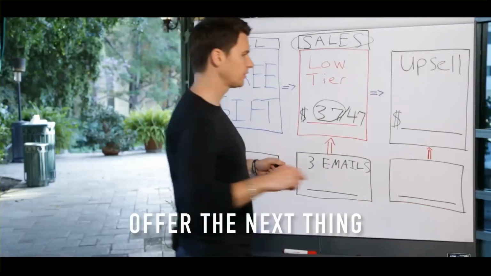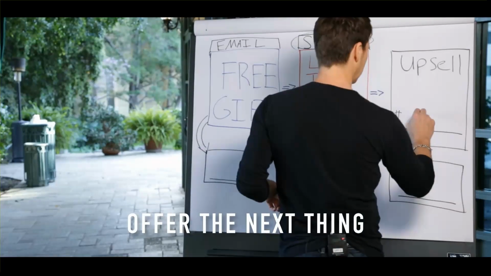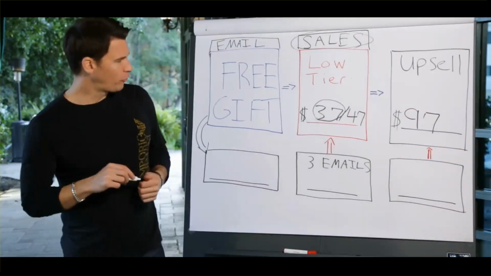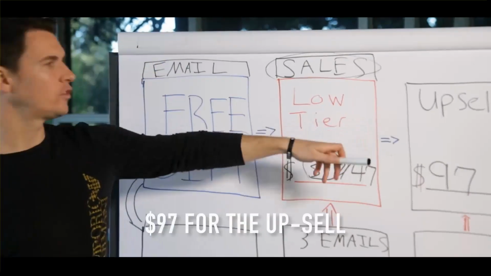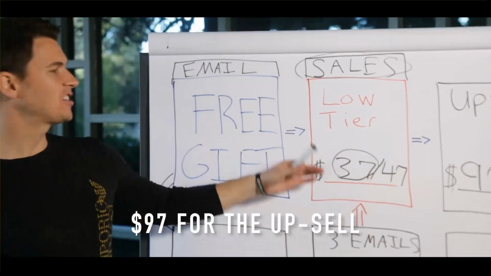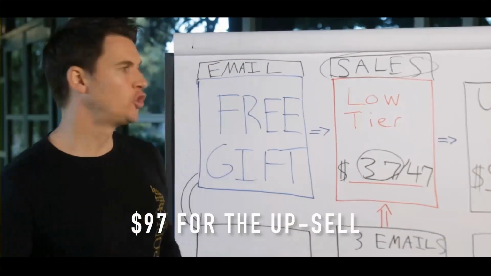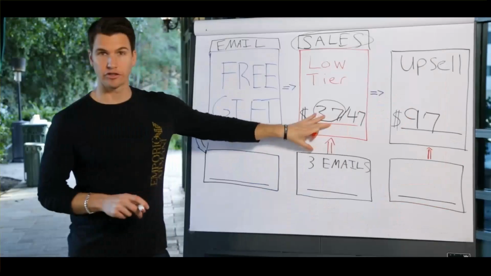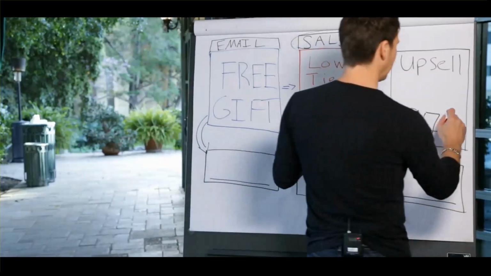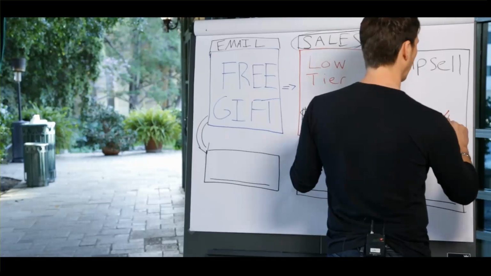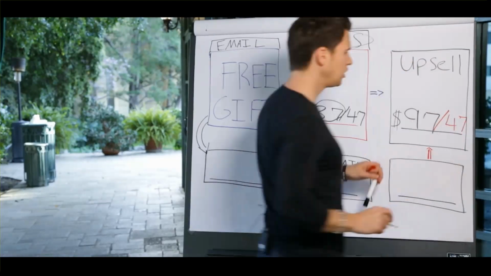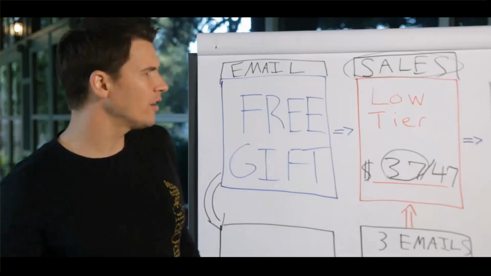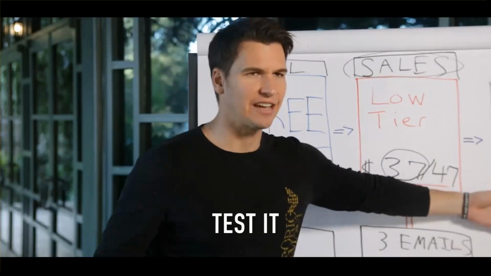So here's what I like to do. I like to make an offer for $97 for the upsell. Now, if you're selling a $17 low tier offer as the first offer, your upsell might be priced somewhere around maybe $47, right? You might price it at 47 because 17 to 97 might be a big leap, or you might just test it and go right to 97, right?